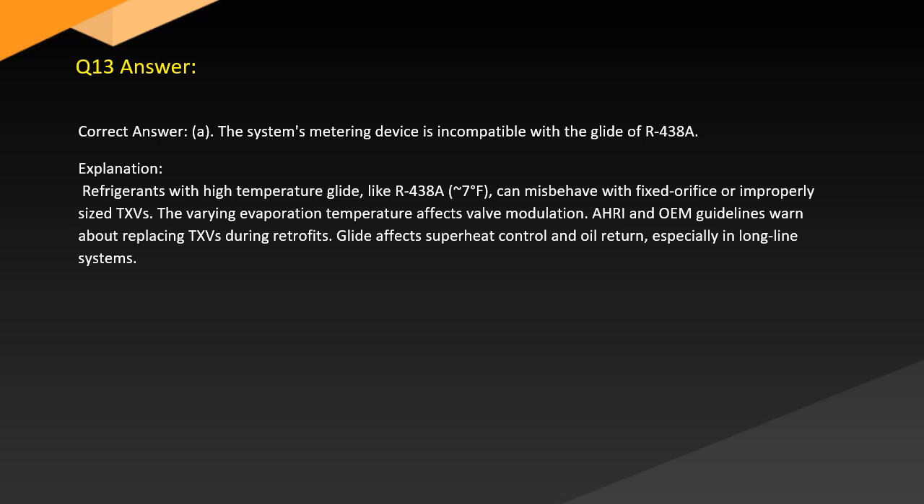Answer. Correct answer: A. The system's metering device is incompatible with the glide of R438. Explanation. Refrigerants with high temperature glide, like R438A, can misbehave with fixed orifice or improperly sized TXVs. The varying evaporation temperature affects valve modulation. AHRI guidelines warn about replacing TXVs during retrofits. Glide affects superheat control and oil return, especially in long-line systems.